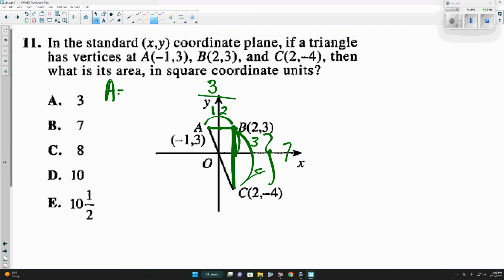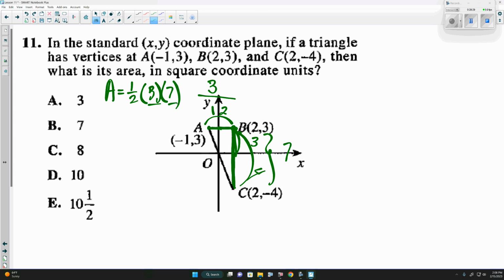Now what's the area formula? 1/2 the base times the height. Now does it say to approximate this at all? No. Then find its area, yes?